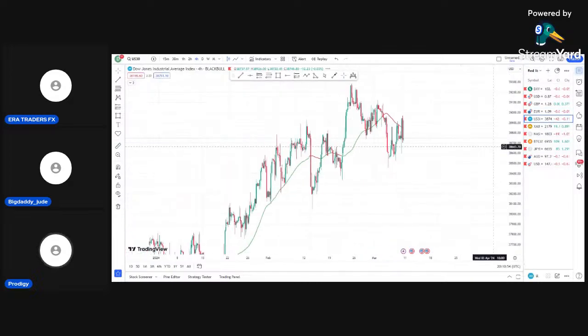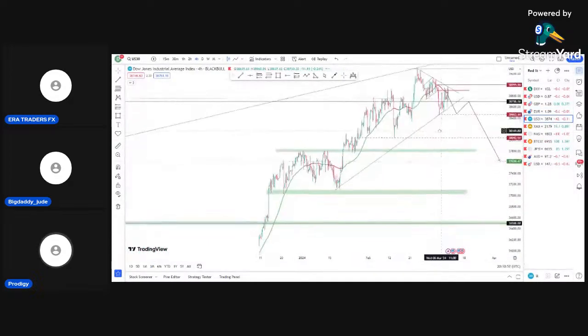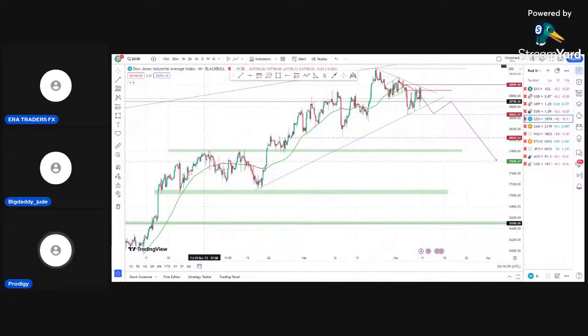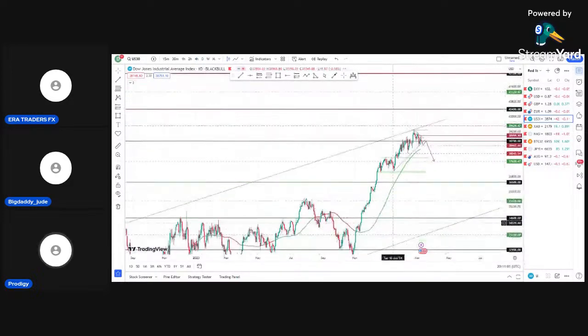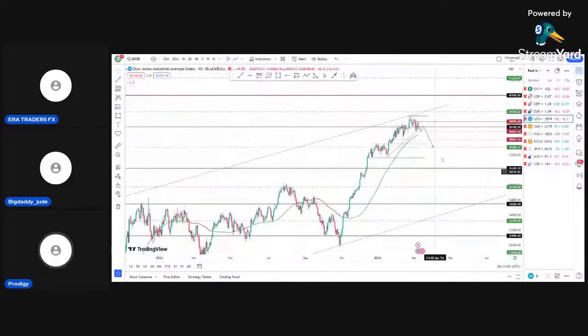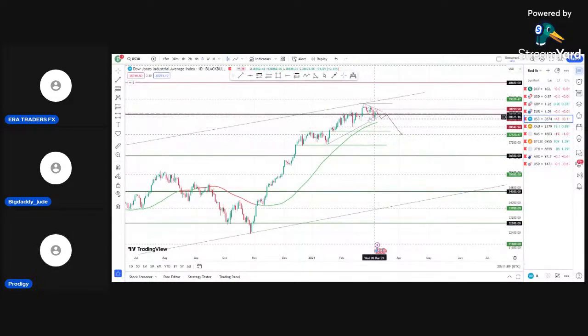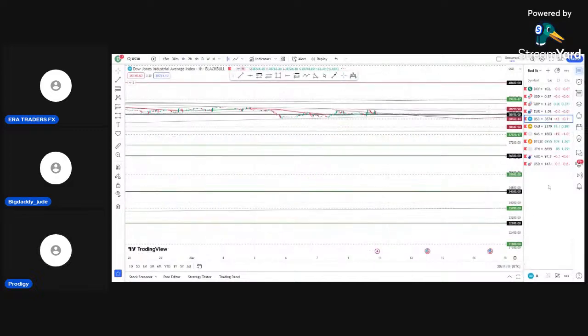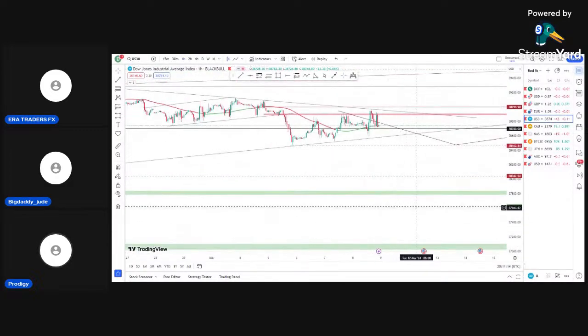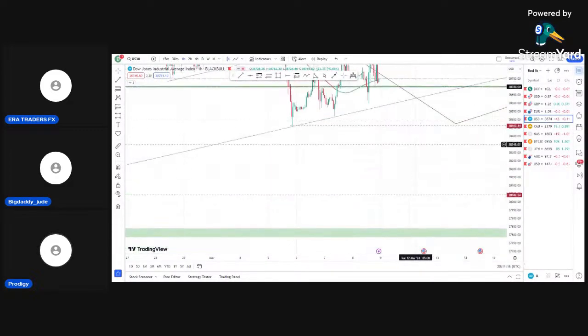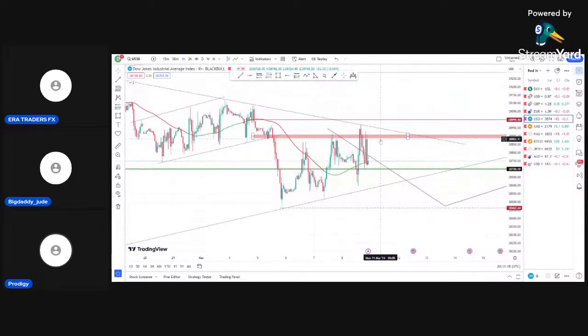When it comes to US30, US30 seems to be in an uptrend. So at this point, I can't really say much on US30 because we are in an uptrend, but I do think we're going to have a pullback because we've had this extension. It's overextended. So I do think we're going to have a pullback maybe tomorrow. So what I'm just waiting for is price to probably pull back into this region and give us an extension into these regions.